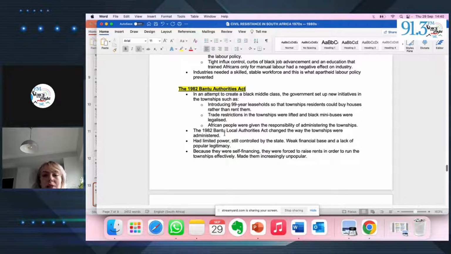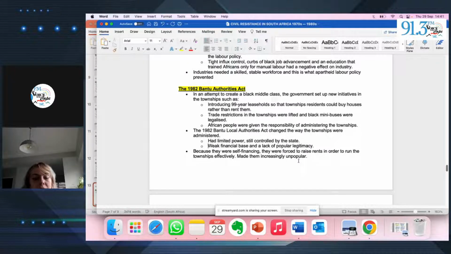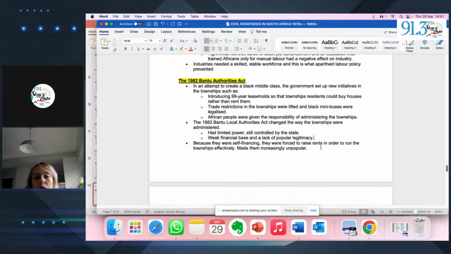Trade restrictions in townships were lifted and black minibuses were legalized, and African people were given responsibility of administering the townships. So this act changed the way that the townships were administrated. They had limited power and were still controlled by the state. They had a weak financial base and a lack of popular legitimacy because people thought the people that would run the townships were sellouts to the white government.